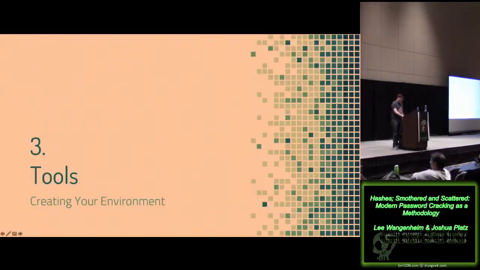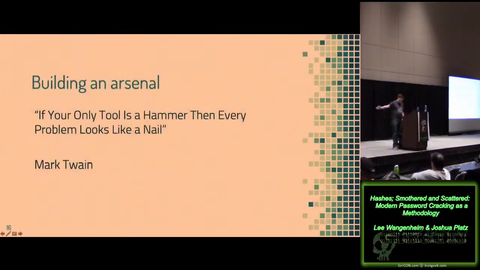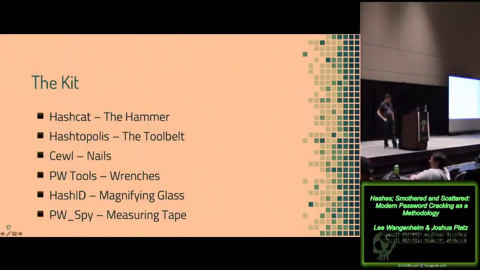All right, so what kind of tools are we using? This is a great quote: if your only tool is a hammer, every problem looks like a nail. So in our kit, we use Hashcat, which is a hammer. Hashtopolis is a new tool that we're using internally. It is an open source tool; you can grab it off of GitHub. It's kind of like an orchestration engine for Hashcat. It allows you to stand up multiple different nodes and tie them all together, essentially creating a supercomputer, which is running Hashcat jobs on every one of those computers.